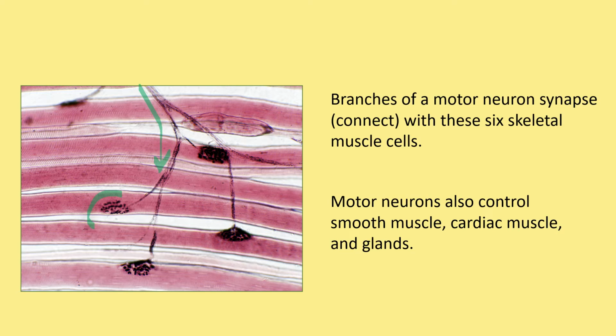So you're most familiar with skeletal muscle cells at this point acting as effectors, but cardiac muscle cells are effectors, gland cells are effectors, smooth muscle cells are effectors. So pick a motor neuron, any motor neuron, and it's going to deliver signals to any of these: skeletal muscle, smooth muscle, cardiac muscle, or glands.